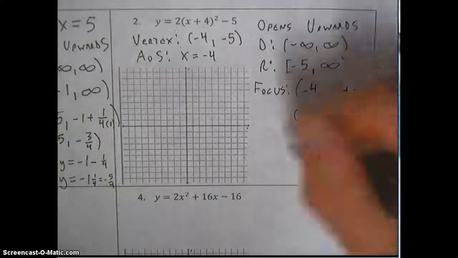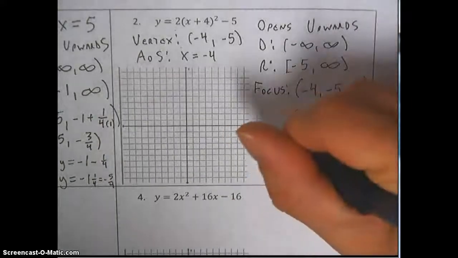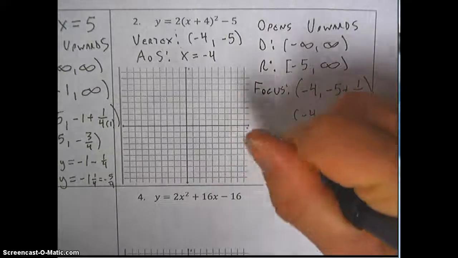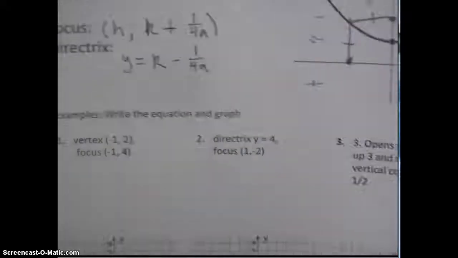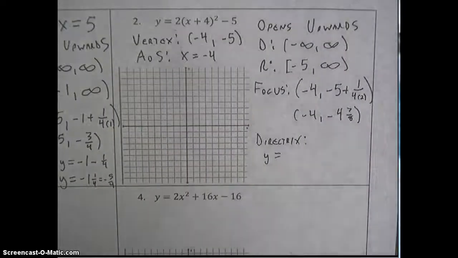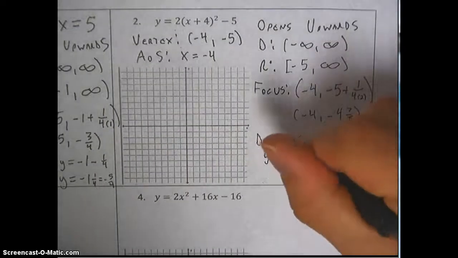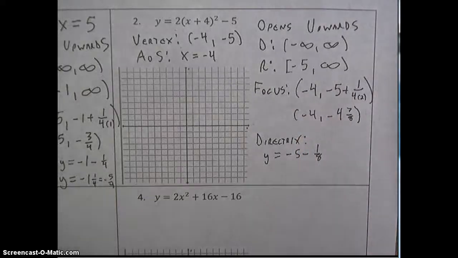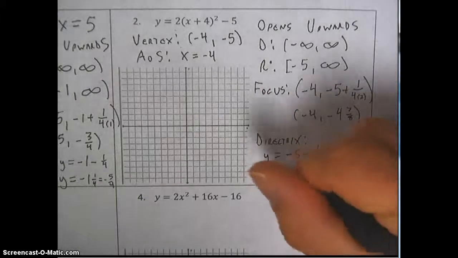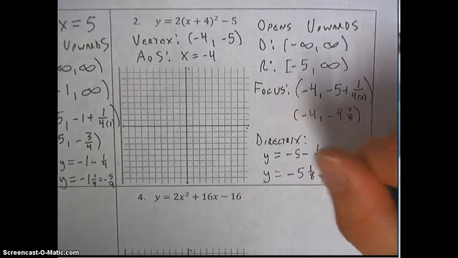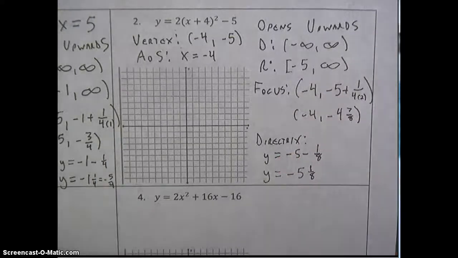The other new thing is the directrix. That's going to be y equals something. Y equals k minus 1 over 4a. So k is your negative 5, and we're going to subtract off that 1/8 now. So that works out to be y equals negative 5 and 1/8. That's the equation of the line for the directrix.